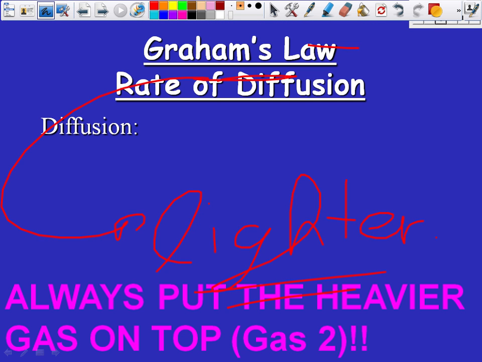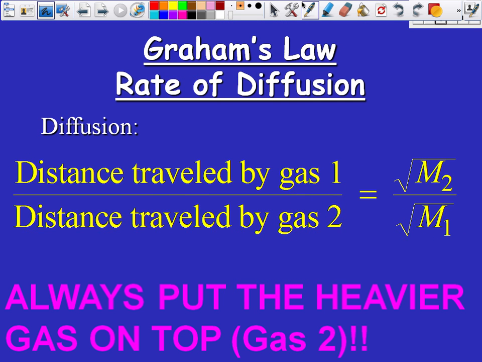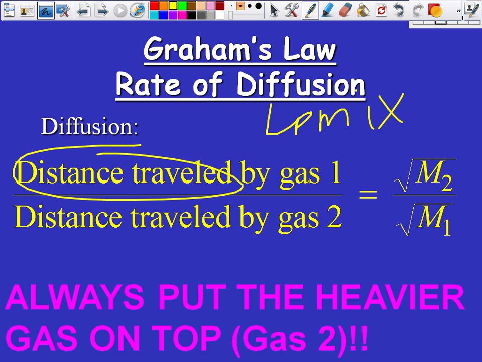Now, this time we have Graham's law of diffusion. This looks really familiar. Last time it was the rate of effusion over 1 over 2. But notice the difference. Remember, what does diffusion mean? Diffusion means to mix or to spread out. So it's the distance traveled. Imagine someone standing at the front of the classroom, spraying an air freshener, and how long and how far did it travel? Let's think about that.